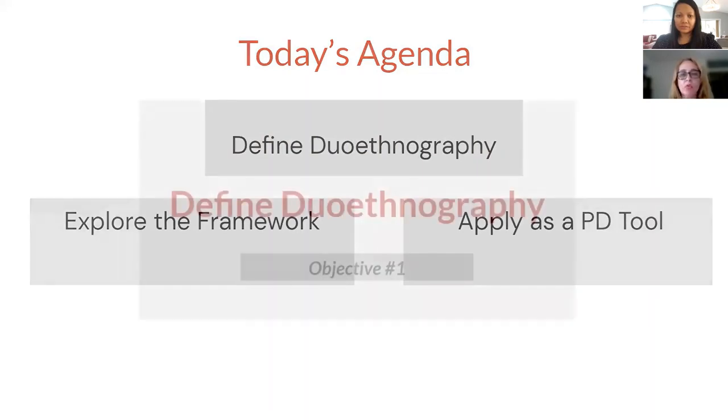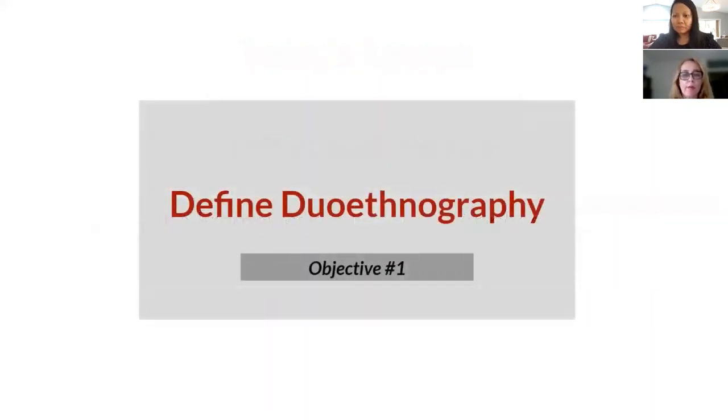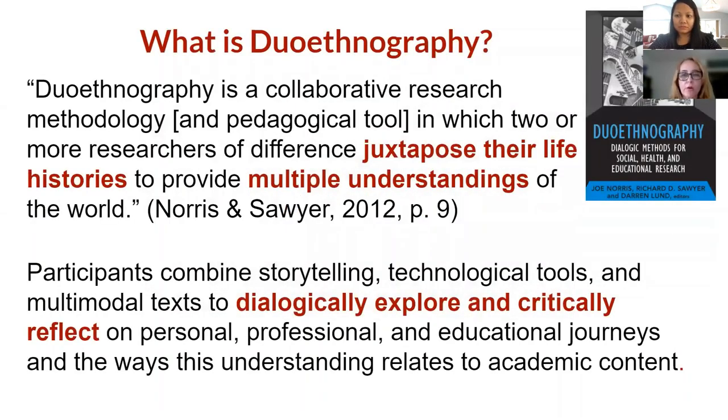Let's define duoethnography. To us, duoethnography is a qualitative research method, a vehicle for reflection, and a process and project-based learning tool. So this slide shows some definitions of digital duoethnography. It is a collaborative research methodology and a pedagogical tool in which two or more researchers of difference juxtapose their life histories to provide multiple understandings of the world.